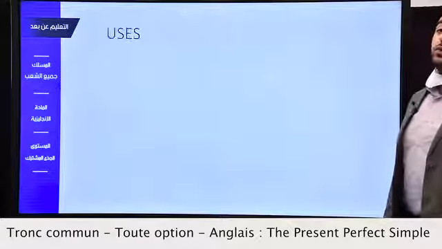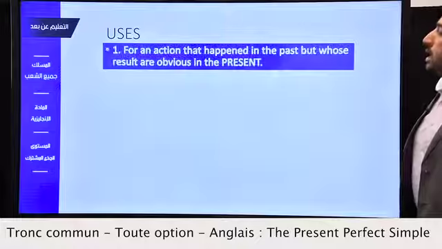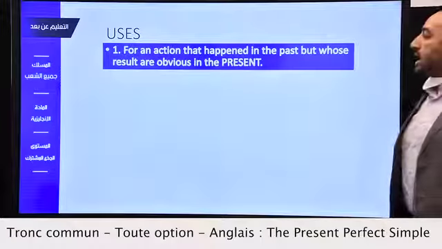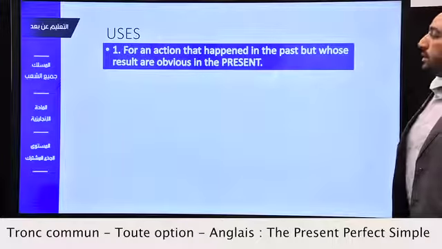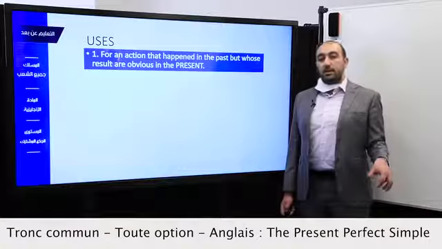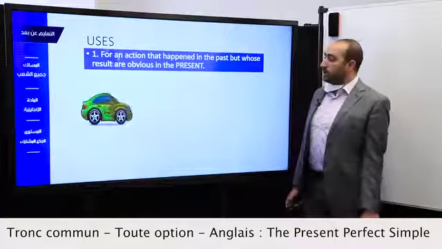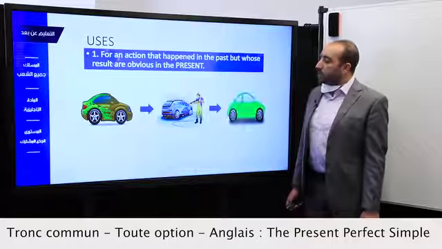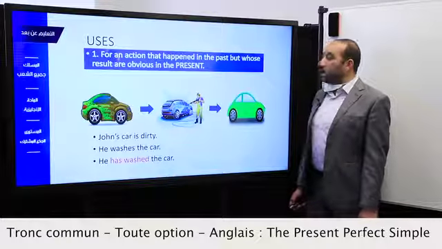Now we move to the uses of the present perfect simple. The first use is for an action. We use the present perfect simple for an action that happened in the past, but whose results are obvious in the present. It means an action happening in the past, but has a result in the present. As you can see in the picture here, we have a dirty car, and then somebody is washing the car, and then we have a clean car.